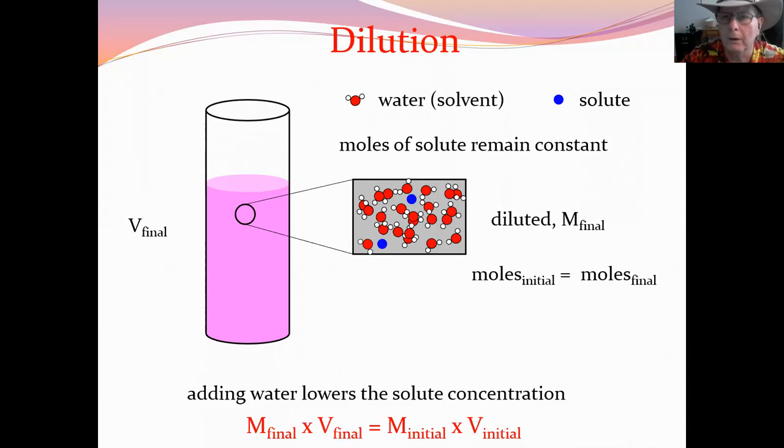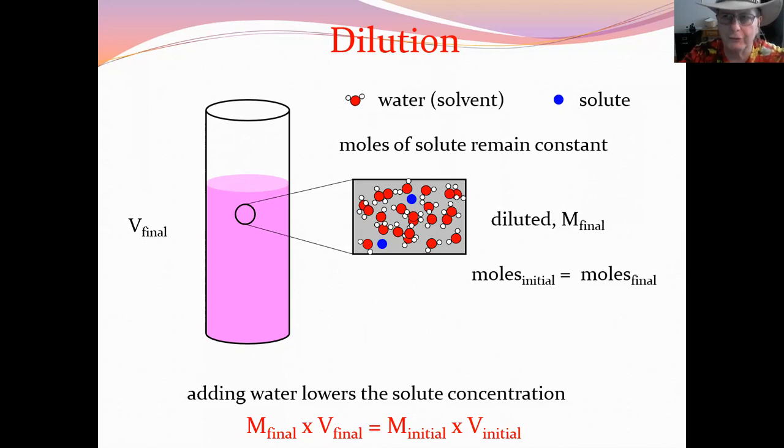But we just said the initial moles are equal to the final moles, which is also equal to my final concentration times my final volume. So I have this wonderful little formula down at the very bottom of the slide: molarity final times volume final is equal to molarity initial times volume initial.